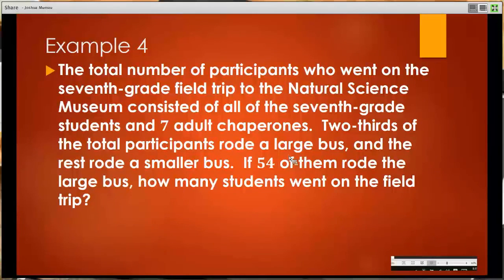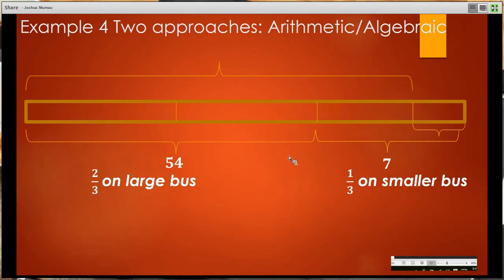Example 4. The total number of participants who went on the 7th grade field trip to the Natural Science Museum consisted of all the 7th grade students and 7 adult chaperones. 2/3 of the total participants rode a large bus, and the rest rode a smaller bus. If 54 of them rode the larger bus, how many students went on the field trip? Let's calculate this out. We're going to look at two approaches: the arithmetic and the algebraic.